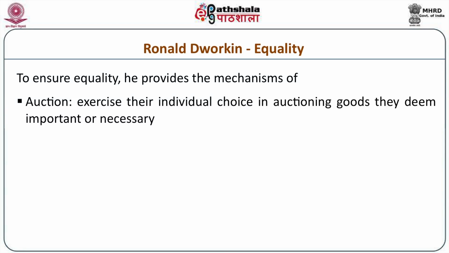Now we each begin with the same amount of shells, so it's all through our ambition that we decide what resources we have. In this way, Dworkin is cutting down brute luck, because I have chosen the resources to which I have access. In the process of this auction or lottery, people are exercising their individual choice and making decisions that are rational and for which they can be responsible.